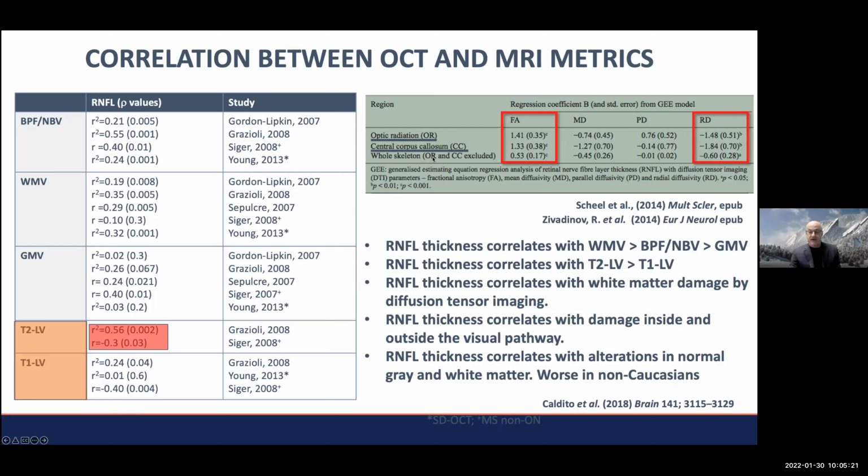visual pathways. The problematic nature with such analyses still is that retinal nerve fiber layer thickness correlates with alterations in those areas, but it is notably worse in non-Caucasians, perhaps giving us an avenue for cheaper evaluation of volume loss and atrophy, which is most correlative with functional disability in MS patients.